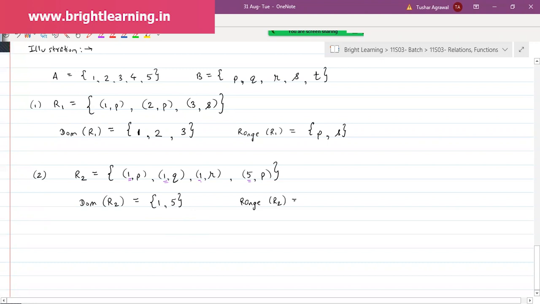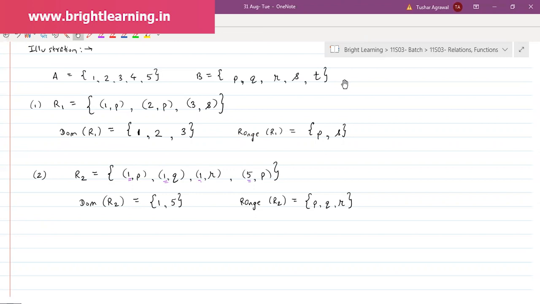Okay, and the range of R2. The range of R2 will be the set of second elements of the ordered pairs. So P, Q, R. Pick up the second elements in the ordered pairs. That will be the range of R2. Is the concept of domain and range clear? Yes, sir. Okay.